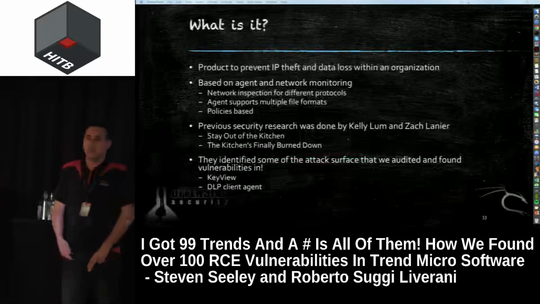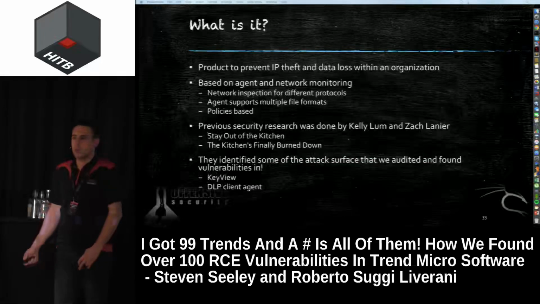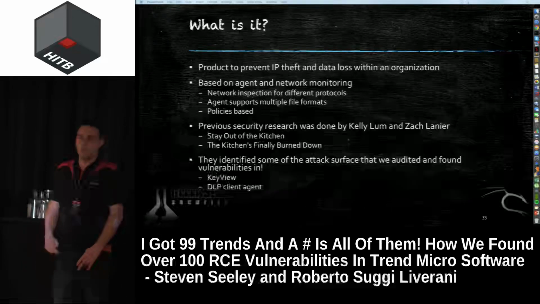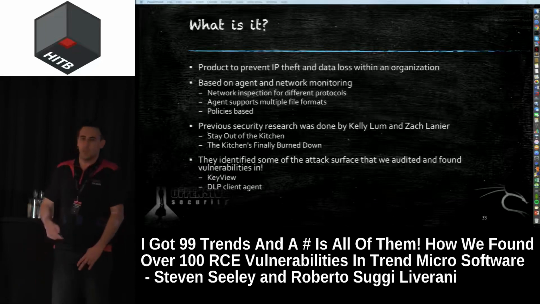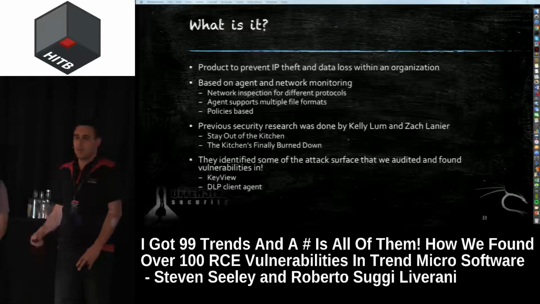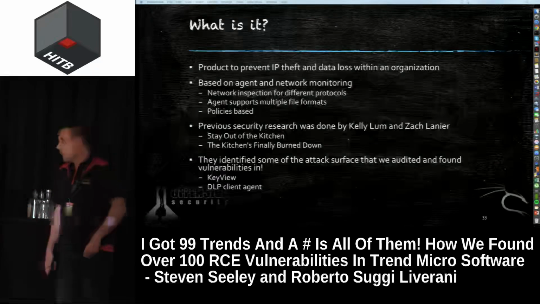Okay, so what is it? Data loss prevention, I'm sure you've heard about it. It's a typical product that you put in your enterprise network to avoid any intellectual property theft or any data loss. So you want to control your employees and the documents they use, and avoid these documents leaking out of the organization and so on.